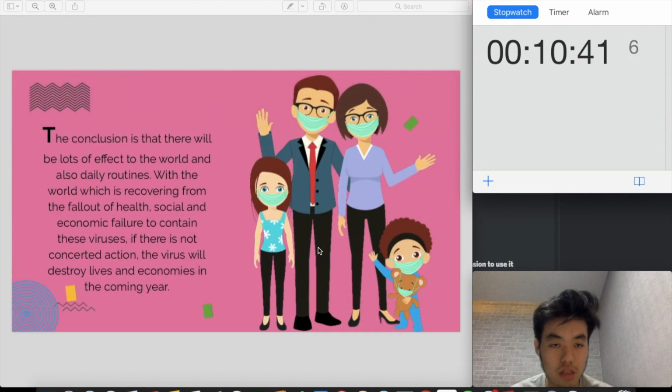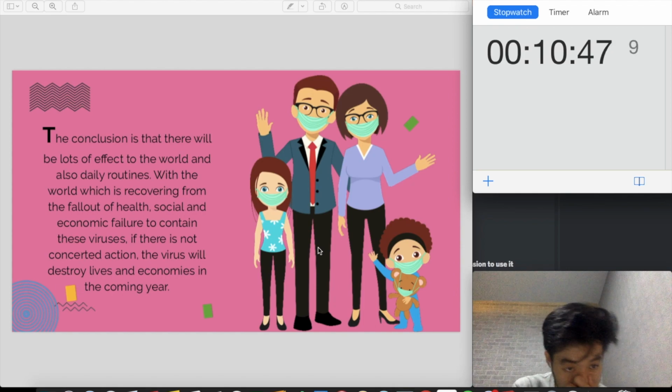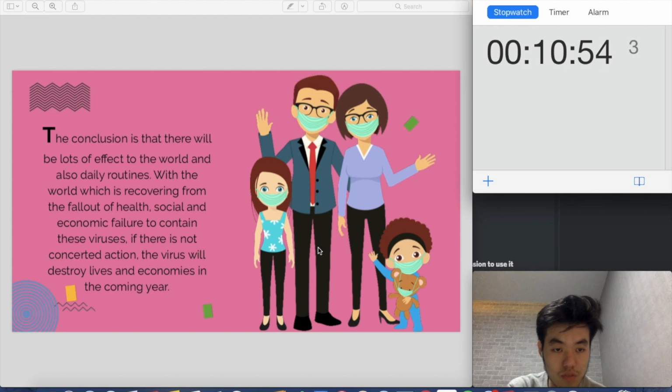So the conclusion is that there will be a lot of effects on the world and also on our daily routines. With the world recovering from the fallout of health, social and economic failure to contain this virus, if there is no concerted action, this virus will destroy lives and economies in the coming years.